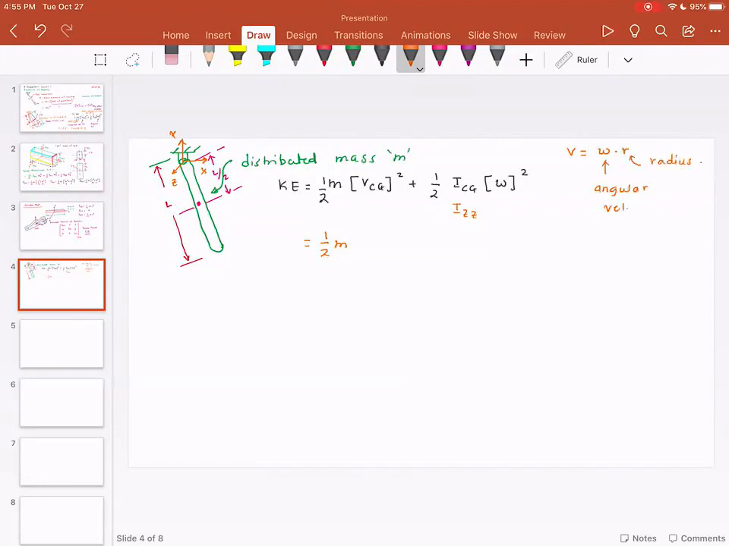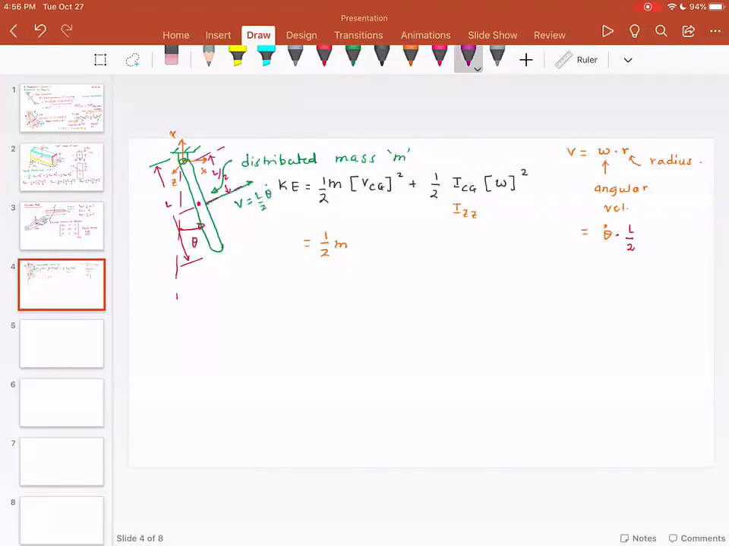So the radius in this case is L by 2, and omega is nothing but theta dot. So theta dot is the angular velocity, let me give you the value of theta. This is theta. So theta dot is the angular velocity, and L by 2 is nothing but the radius. So this velocity, if I were to show velocity in the same direction, this is going to be V, which is L by 2 theta dot.